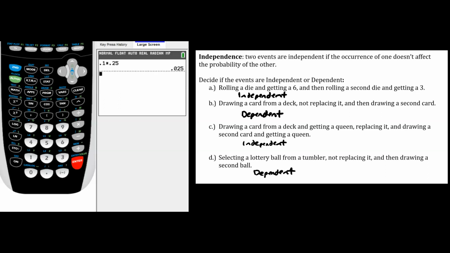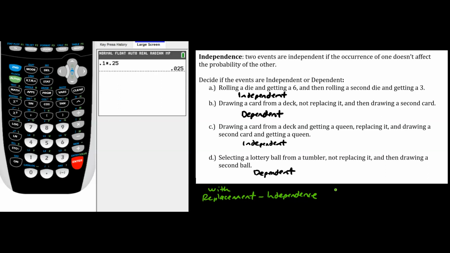So one of the big themes that I want you to notice just going through these few examples right here is that when we talk about replacement or with replacement, then that is going to be associated with independent events. And that is because when you replace a card or you replace a ball from a tumbler or something like that, then you're going back to your very original situation. And so your probabilities the second time around would not be impacted by what happened the first time. So with replacement is associated with independence.